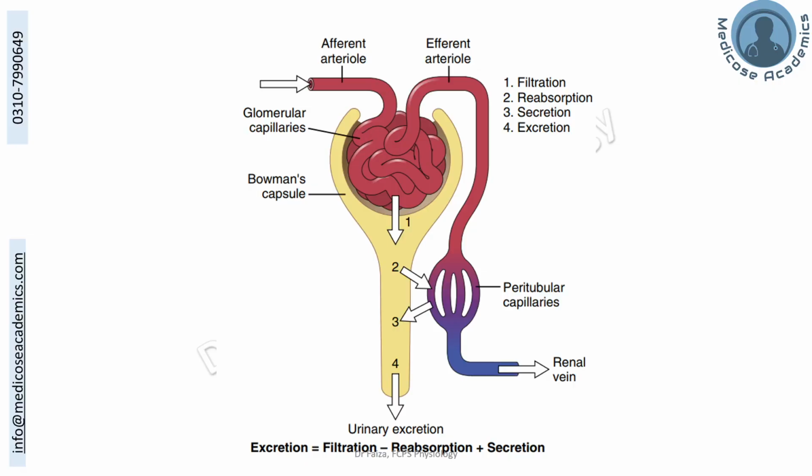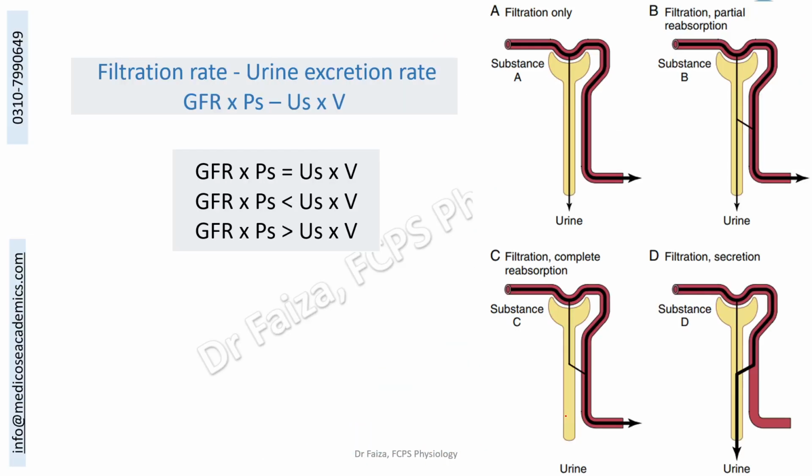If you recall this image, this is showing the filtration, reabsorption, secretion, and excretion of the substance. And we said that excretion of the substance is the resultant of how much it was filtered, then reabsorbed or secreted. The concept of clearance can be used to estimate the GFR, renal blood flow, reabsorption, and secretion. And for that, we will take the example of these 4 substances.